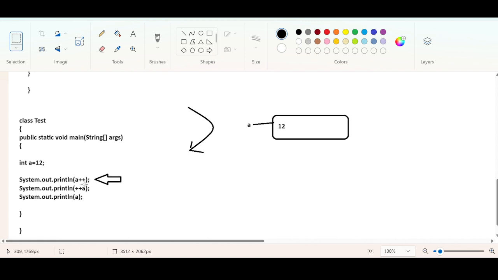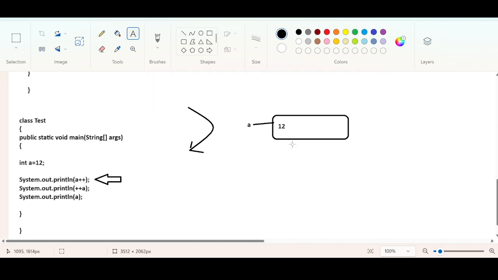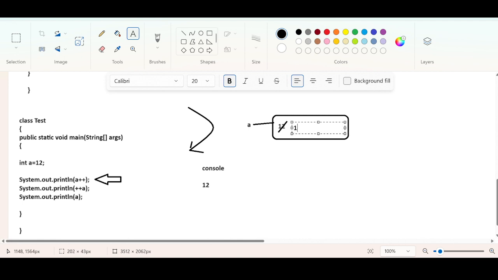a plus plus, a post increment. Post increment means print the value first. The value is 12. Then perform the increment. After printing the value, the increment needs to be performed. So when you do the increment, 12 plus 1 is going to be 13. In the memory, now the value is 13. Right?